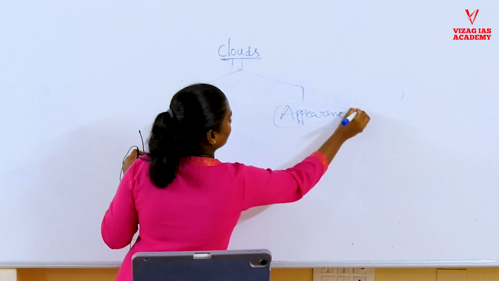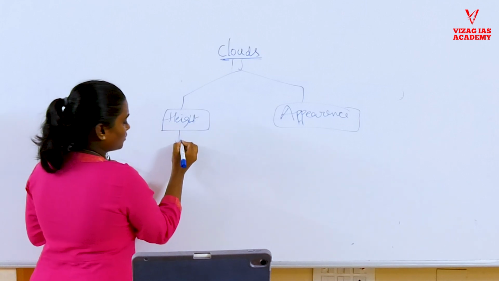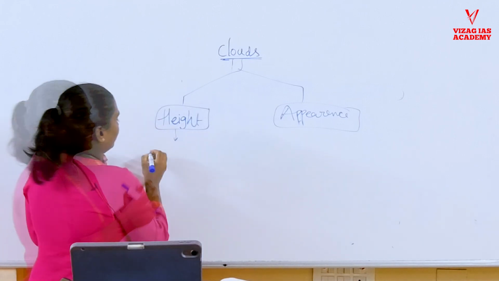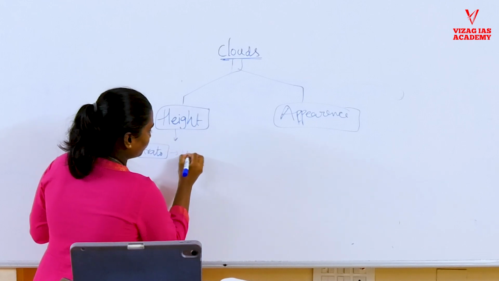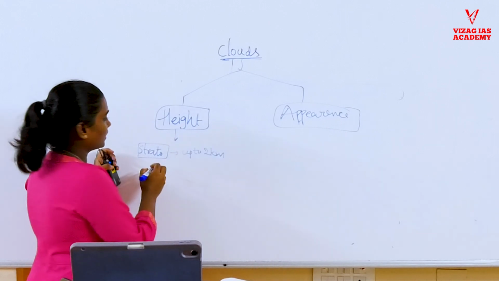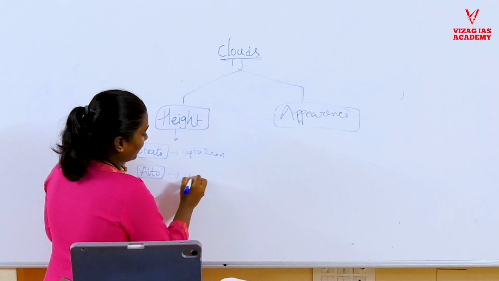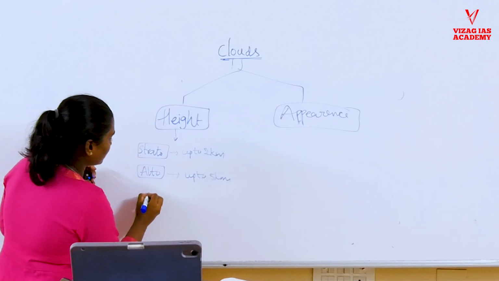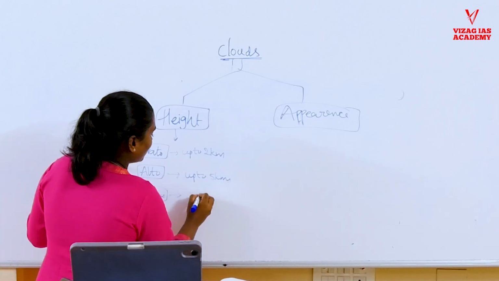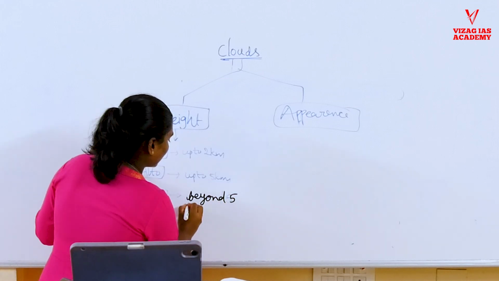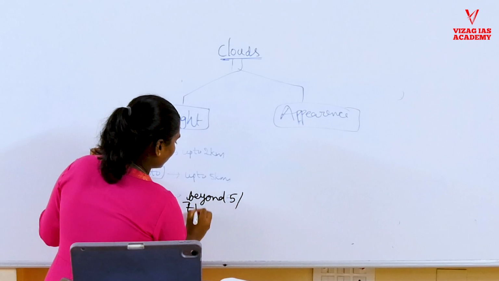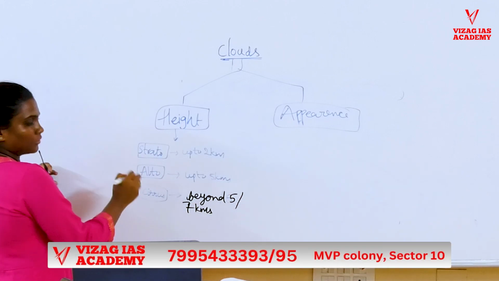Clouds are of 3 different types depending on height. First is strato. Strato is the cloud which is present up to 2 kilometers. Another is alto, which is up to 5 kilometers. And another is cirrus, which is beyond 5 kilometers. But in some options they will give 7 kilometers also. It depends on the option: strato, alto and cirro.